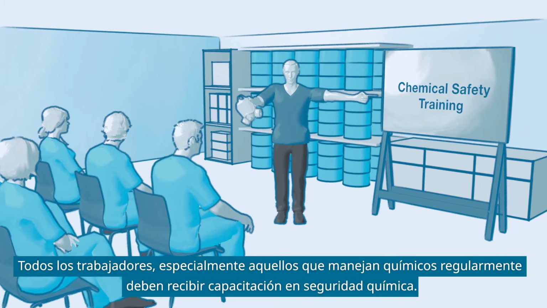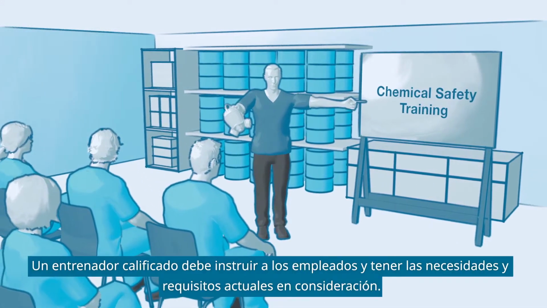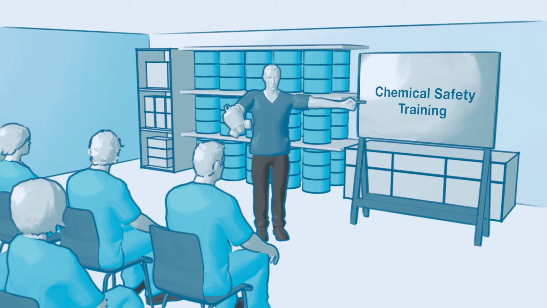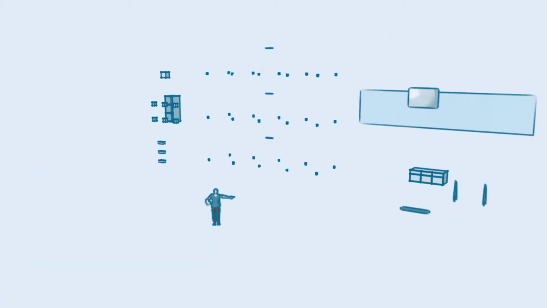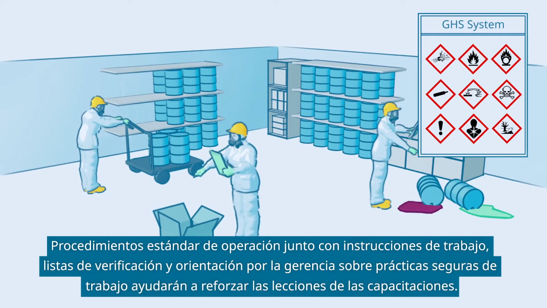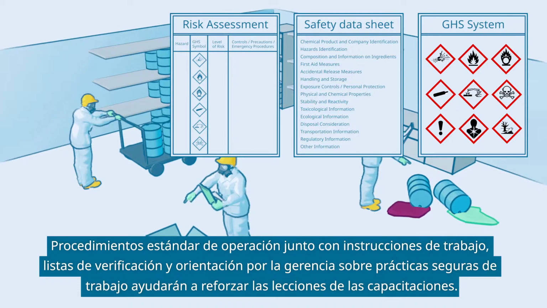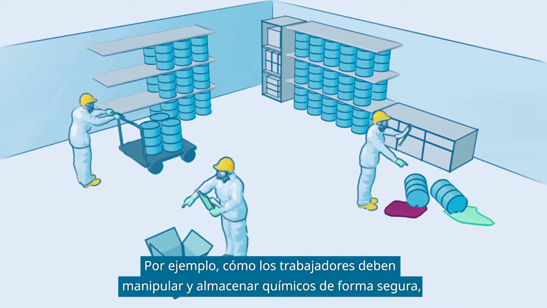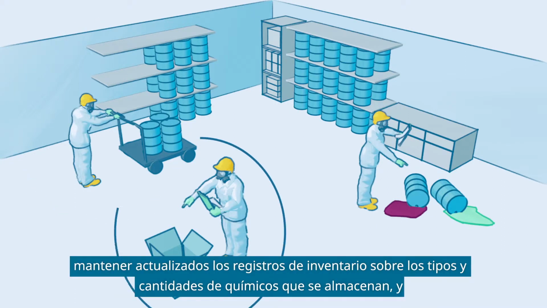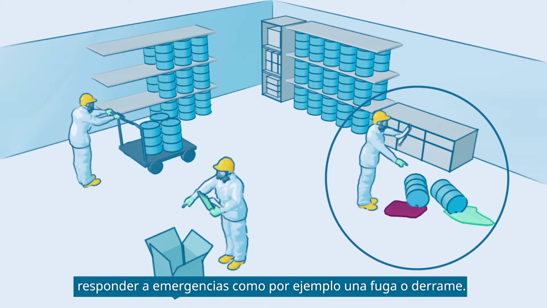All workers, especially those who regularly handle chemicals, should receive chemical safety training. A qualified trainer should instruct the employees and take current needs and requirements into consideration. Keep up-to-date records of the training classes, and monitor the training impact. Standard operating procedures, work instructions, checklists, and guidance by the management on safe work practices will help to reinforce the training lessons. For example, how workers should safely handle and store chemicals, maintain updated inventory records on types and amounts of chemicals being stored, and respond to emergencies such as a leak or spillage.